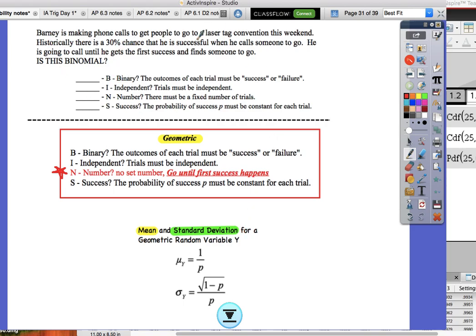Barney's making phone calls to get people to go to a laser tag convention this weekend. Historically, there's a 30% chance that he's successful when he calls someone to go. All right, that is our constant probability of success. It was 30%.